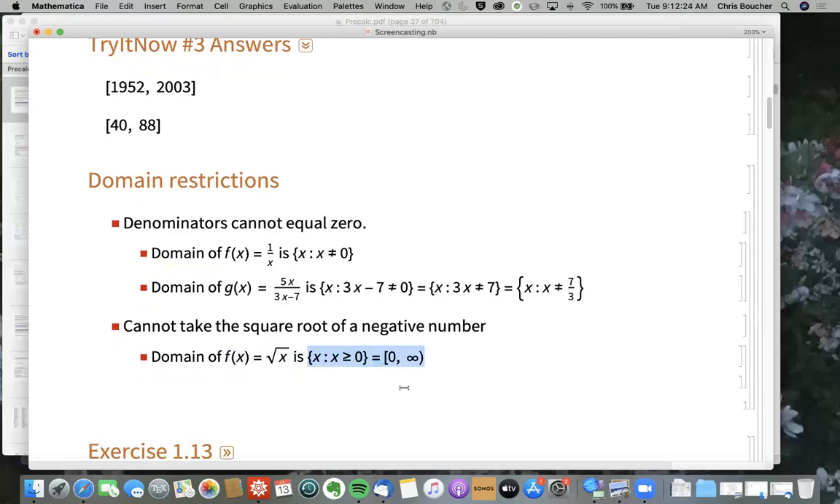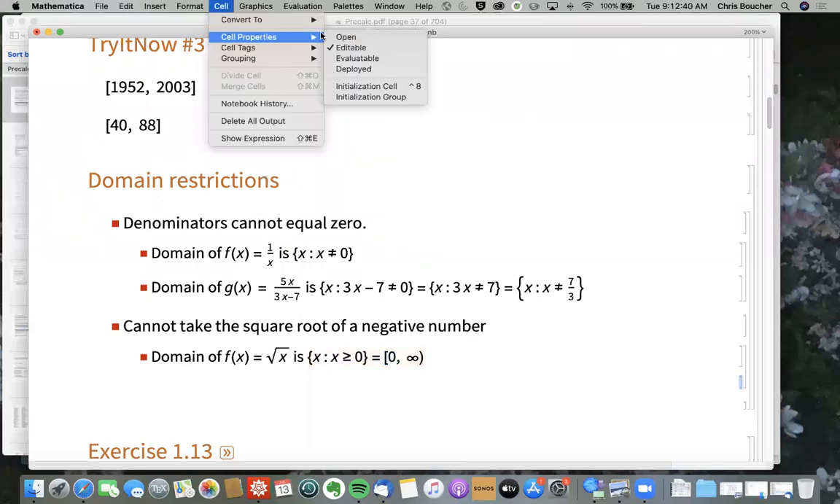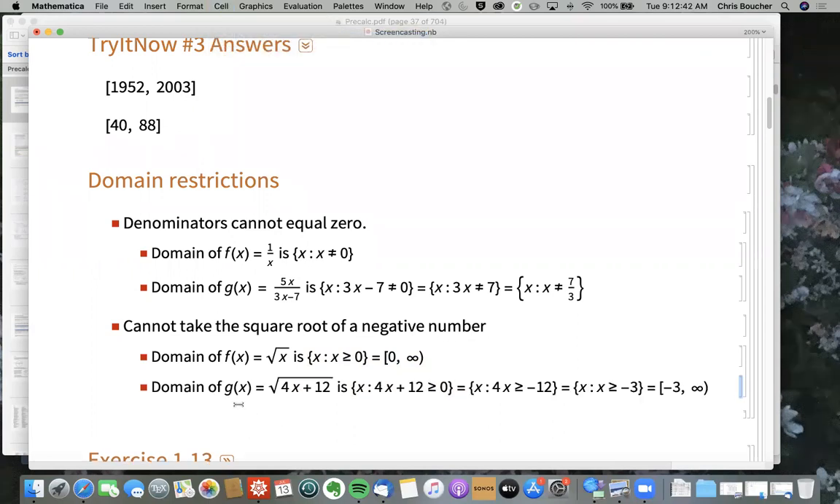Notice in this case that this set is pretty easy to express as an interval, right? It's the interval from 0 to infinity. And notice also that 0 is included. You can take the square root of 0, you just can't take the square root of anything that's less than 0. All right, a slightly more complicated example, I think, is here.